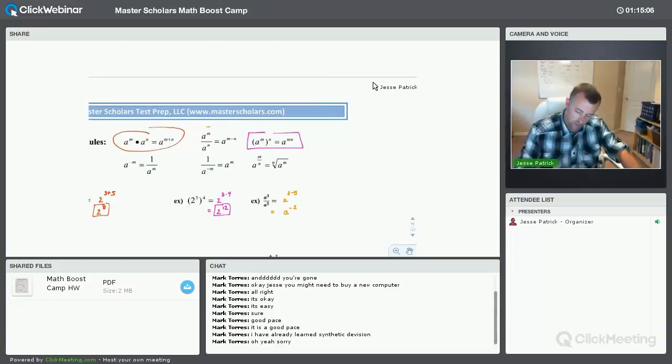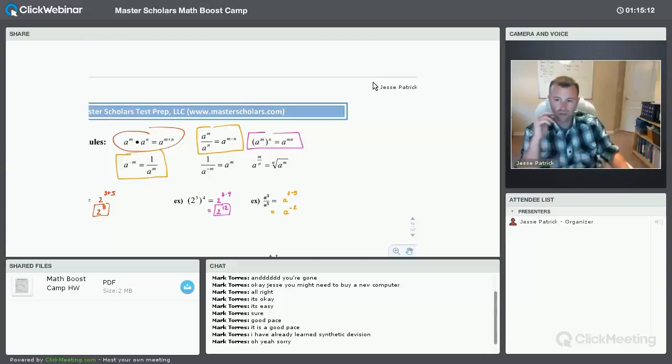So I just applied this rule right here, but now I have a negative exponent. So I'm also going to be applying this rule right here. If you have a negative exponent, we're going to make it positive. That's going to be our simplified form.